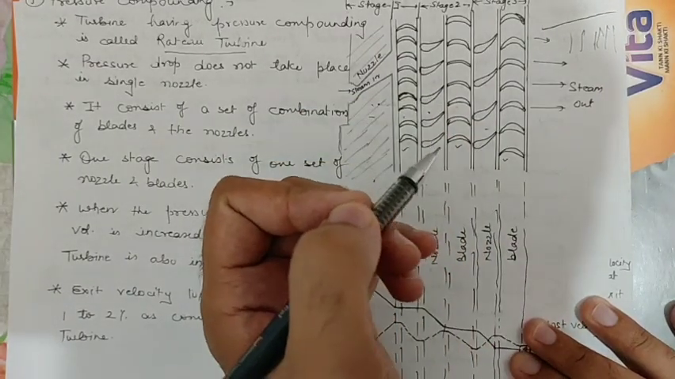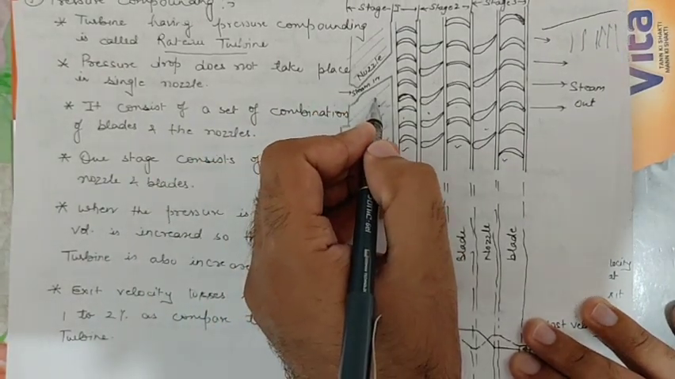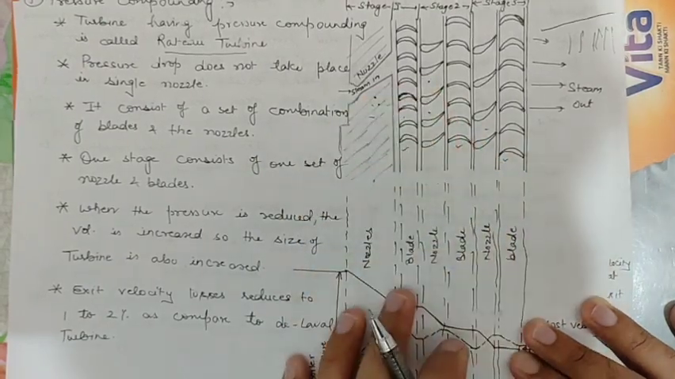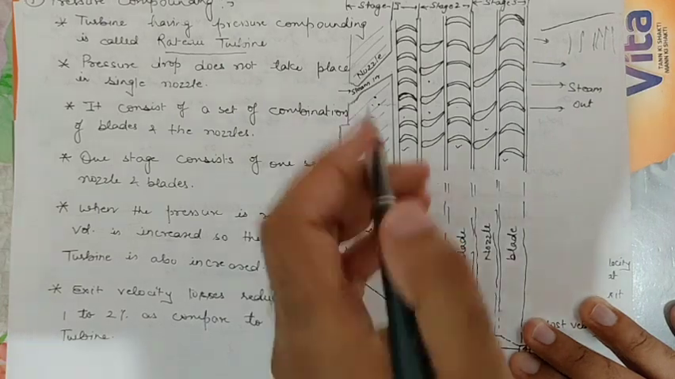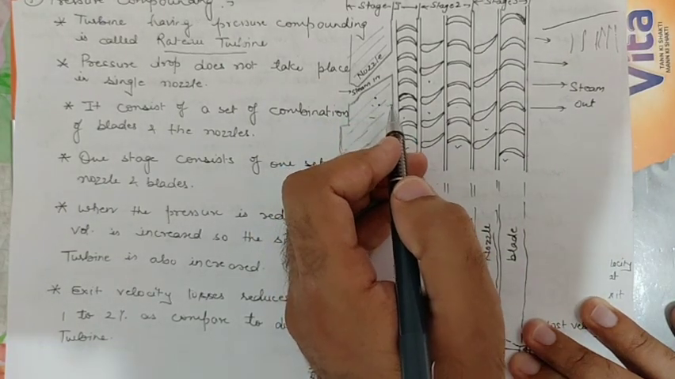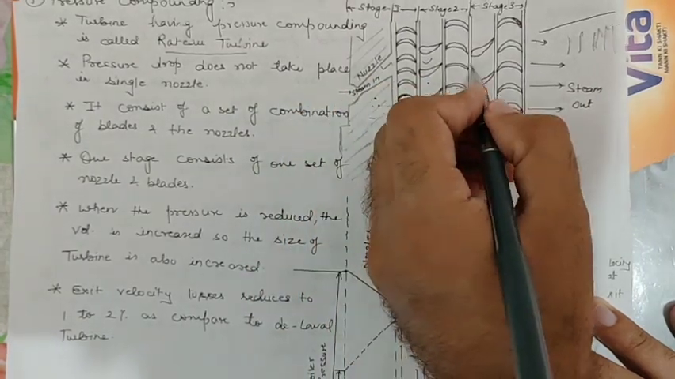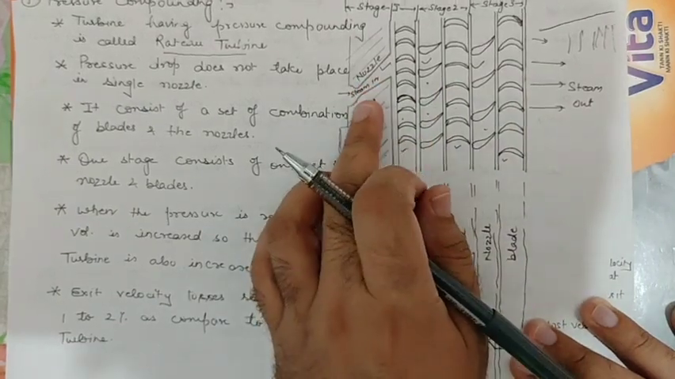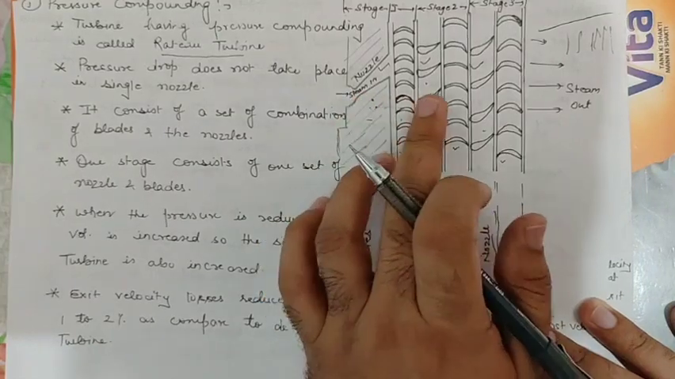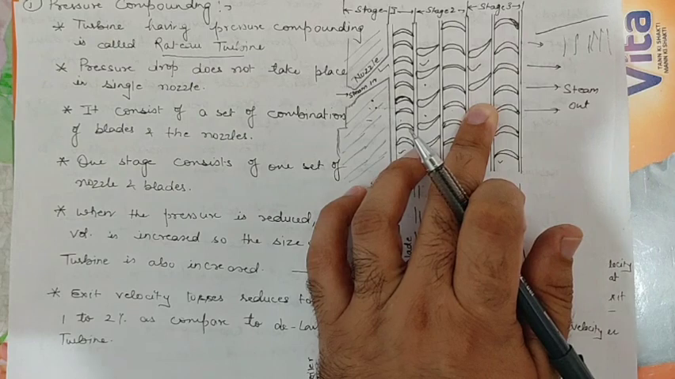And steam is expanded with the help of what? It is with the help of nozzle and fixed blade. Nozzle and fixed blade. And the steam is equally expanded in this nozzle, this fixed nozzle row. So the steam is equally expanded in 3 nozzles in the 3-stage turbine.